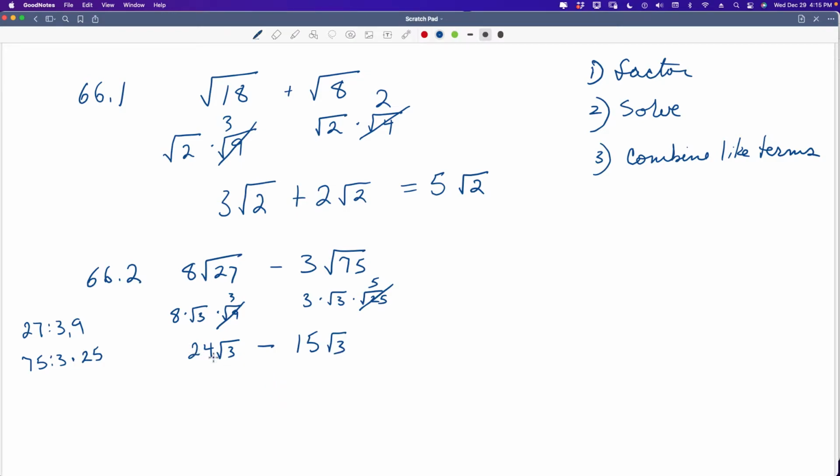So now I have 24 minus 15. Both of them are square roots of 3, so they're like terms. So when I do the subtraction of 24 minus 15, I get 9 times the square root of 3 as my final answer. All right, see how that works? We factor, solve what we can, and then we combine like terms. Let's look at 66.3.